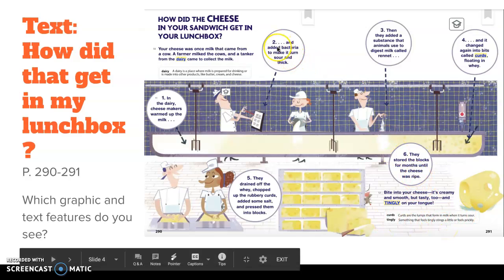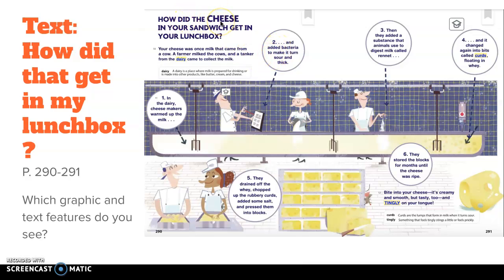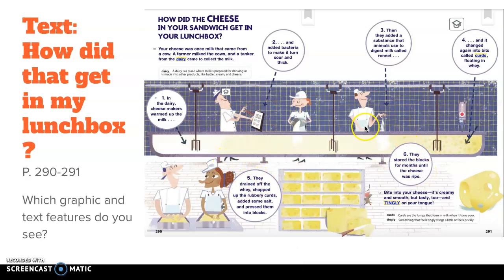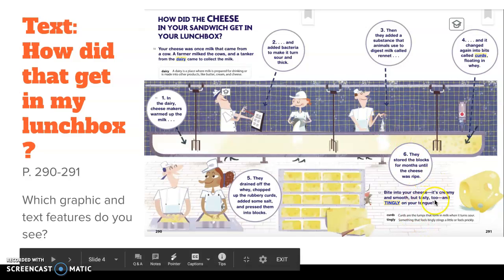So we see lots of text and graphic features. We see bold, size, color, uppercase letters. We see ellipses, a numbered list of steps or process, and we see em dashes down here.